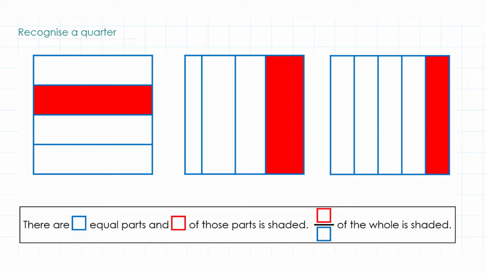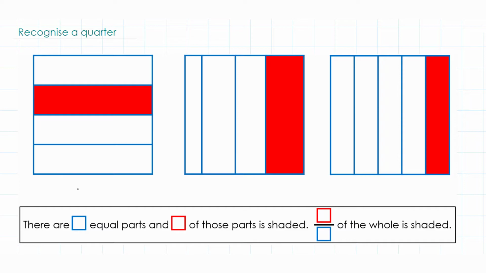Let's look at some more examples. There are 3 more squares here. They've been split up into parts, as you can see, and parts have been shaded red. Now, can you recognize a quarter? Have a look at each one. Do they each show 1/4? Has 1/4 of the whole been shaded red? How do you know? How can you explain and justify your thinking? Using our sentence here will really, really help you. Pause the video here if you need some time to go through and think.